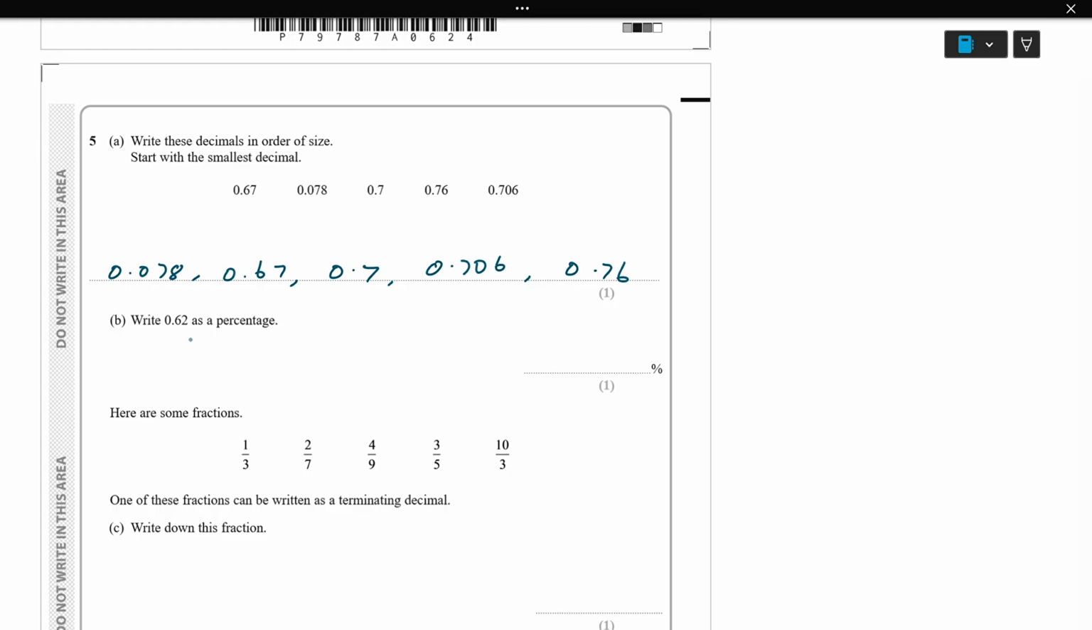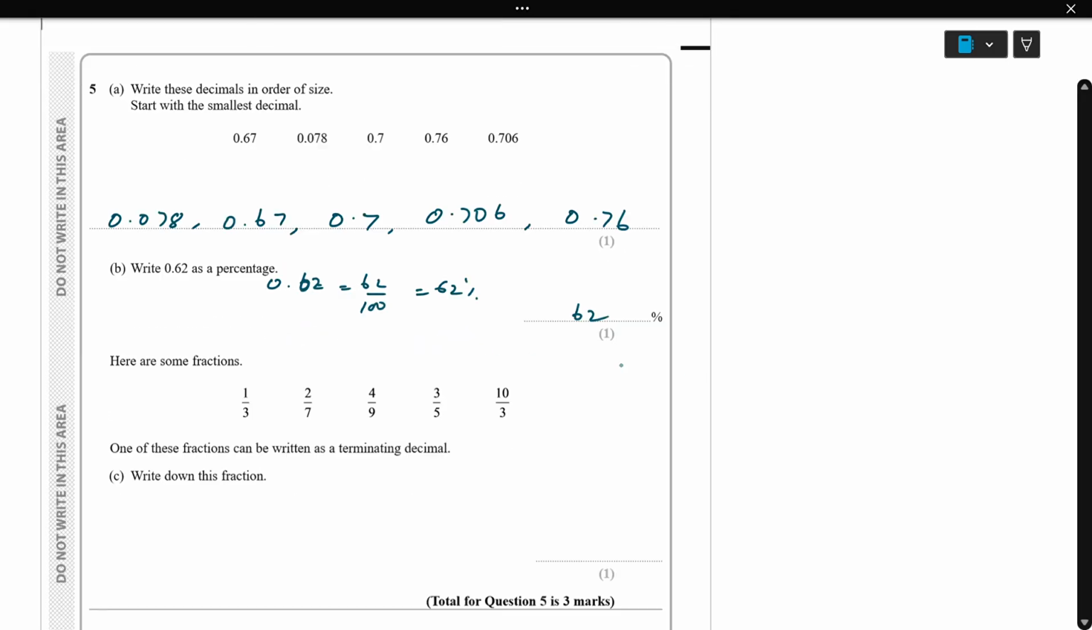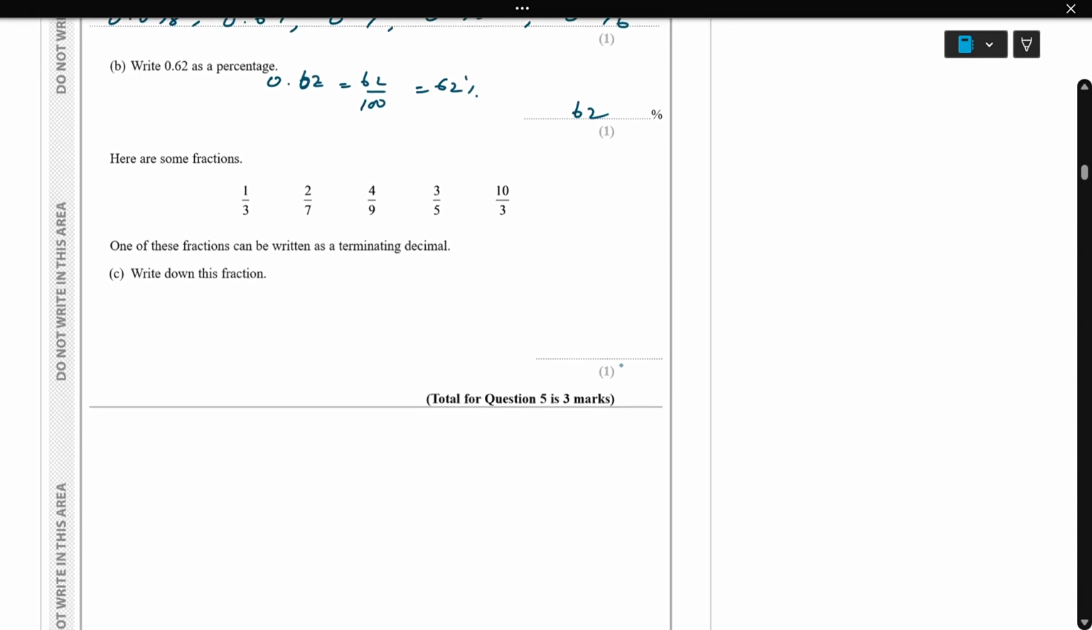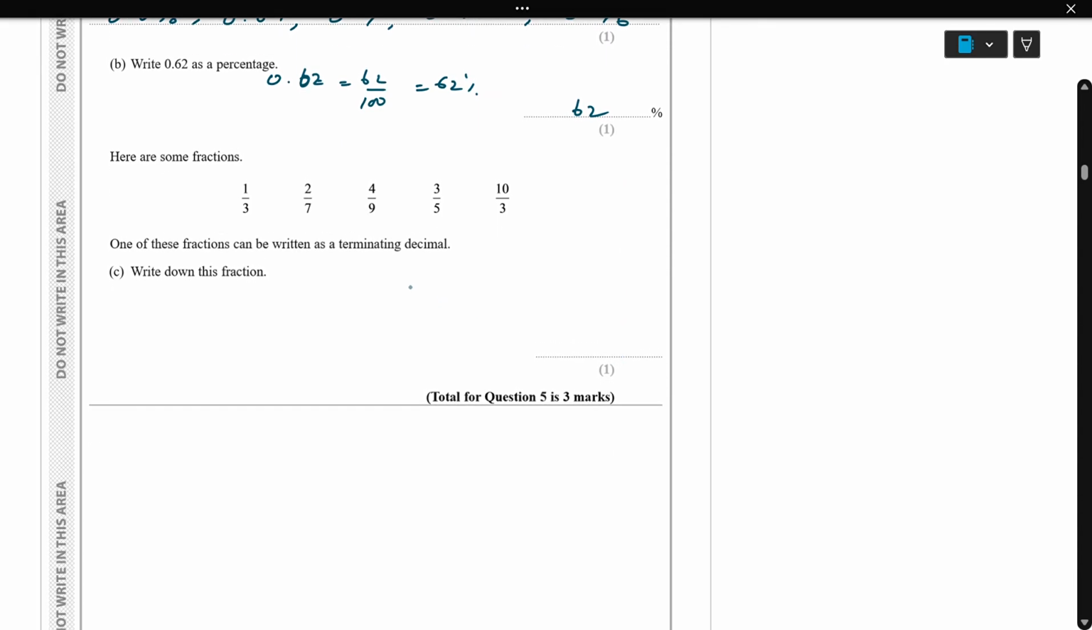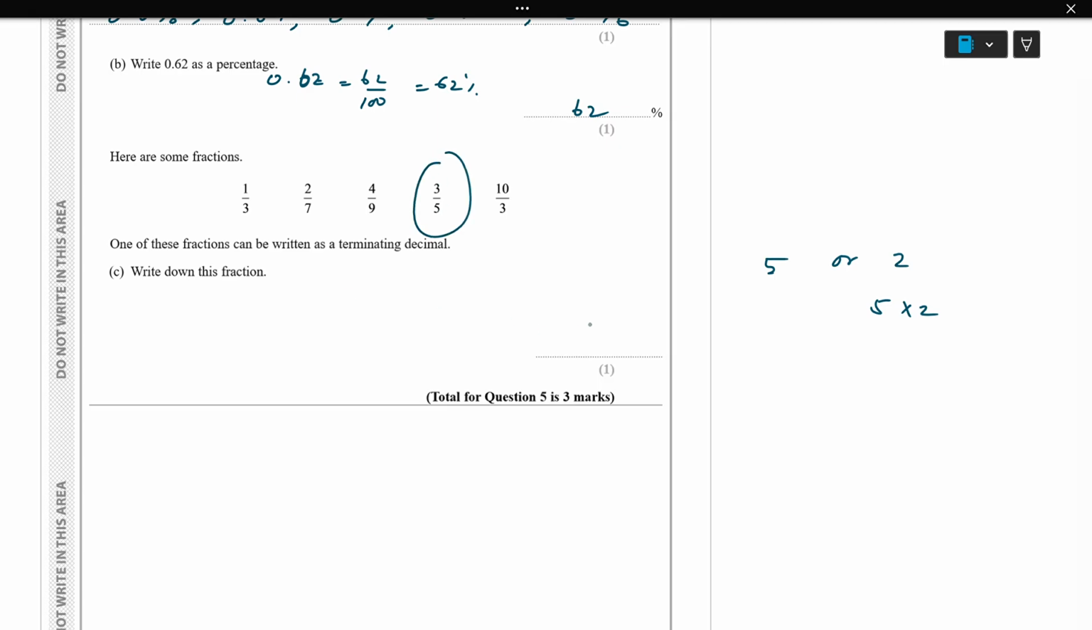Write 0.62 as a percentage. So 0.62, we can write as 62 over 100, which is 62%. So 62% is the answer here. Next, here are some fractions. Out of these fractions, for a terminating decimal, the denominator must be 5 or 2, or a multiple of 5 and 2. So only this one is going to terminate. So the answer is 3 over 5.